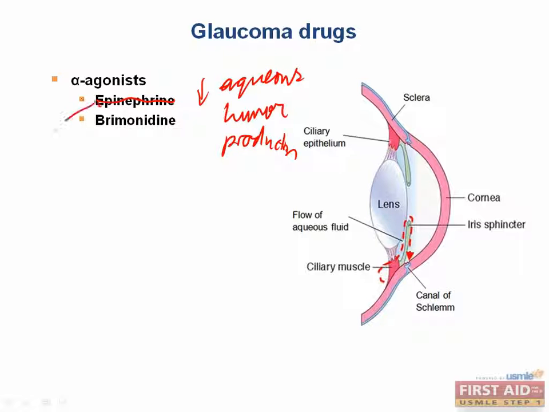However, as you may remember, epinephrine cannot be used in closed-angle glaucoma. Why is this? You should remember that epinephrine causes mydriasis, which is simply dilation of the pupil. When the pupil dilates, this further closes the angle at this point here, and that exacerbates the problem of closed-angle glaucoma.